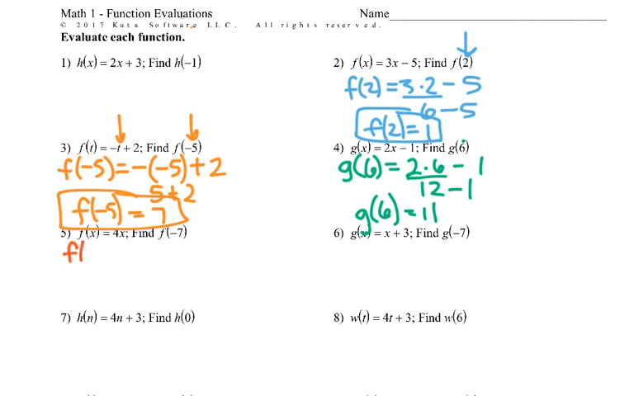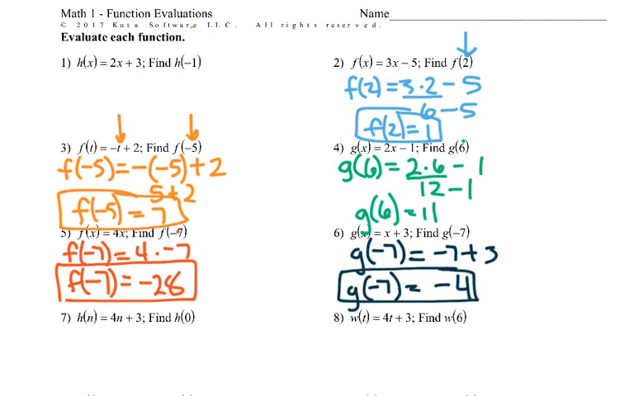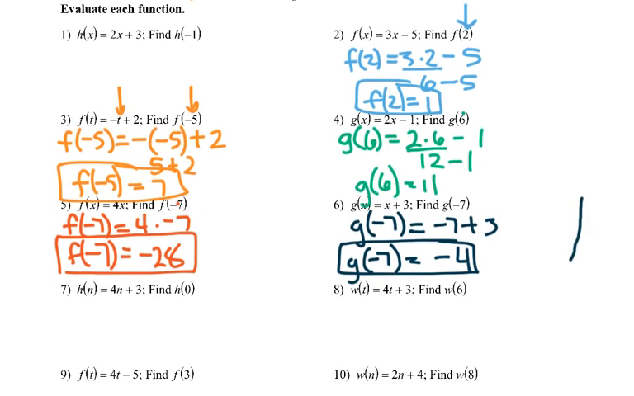Now f of -7, because that's the input I want to put in. 4 times -7 is -28. So f of -7 equals -28. Input of -7, output of -28. Hopefully you're seeing the pattern here. Now g of -7 for this other function, g. So -7 in for x, plus 3. -7 plus 3 is not -10, it's actually -4. So g of -7 equals -4. X value of -7, y value of -4. Input of -7, output of -4.